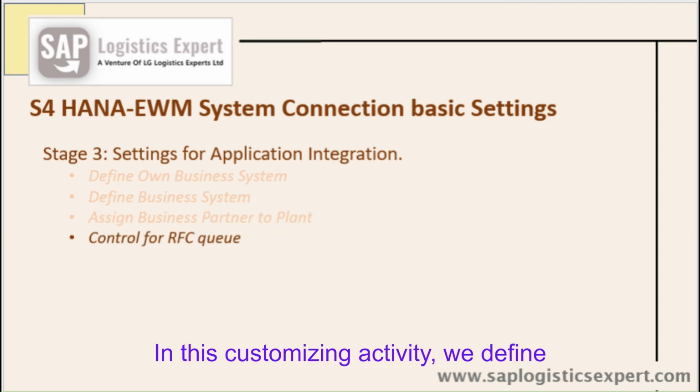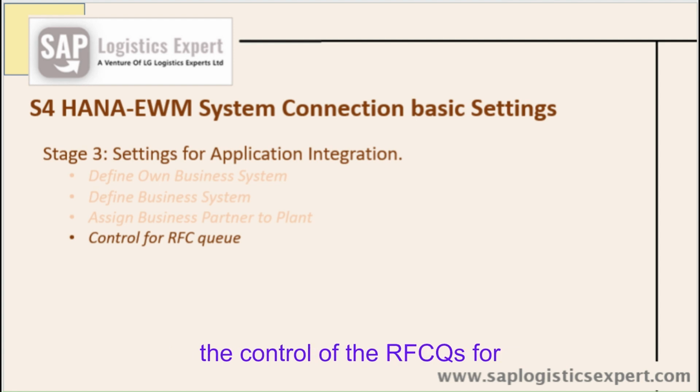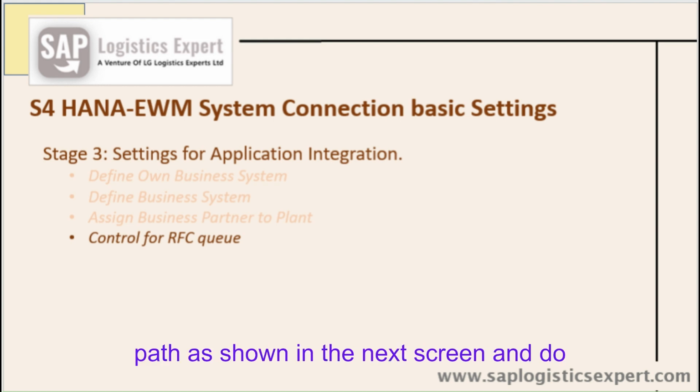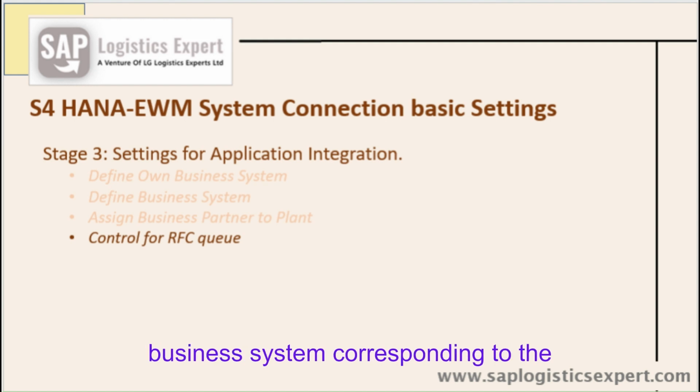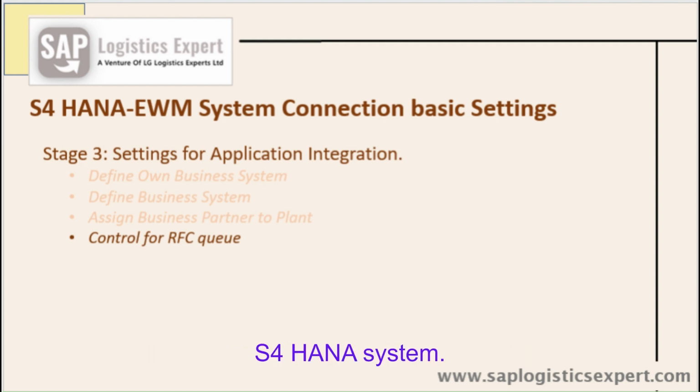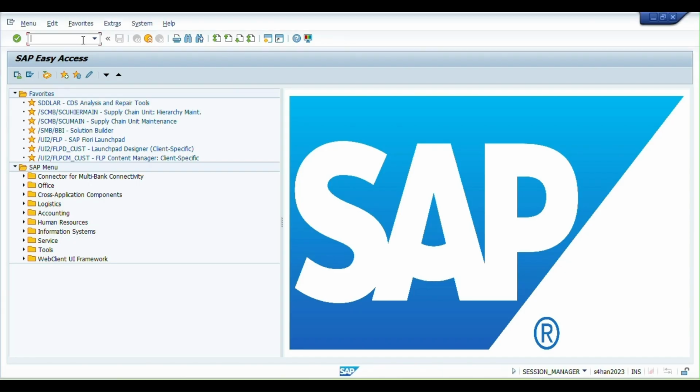In this customizing activity, we define the control of the RFC queues for SAP ERP. Please follow the path as shown in the next screen and do the configuration as shown. Use the business system corresponding to the S/4HANA system.